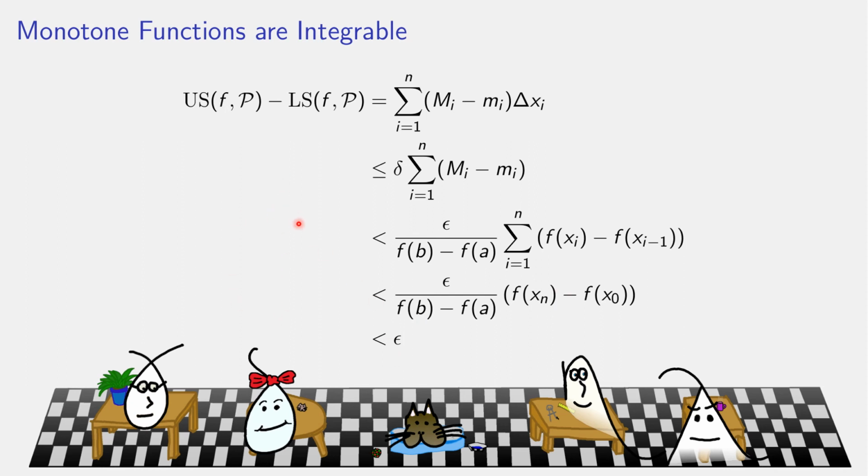So for any monotone increasing function, we were able to exploit that the sup and inf are right and left endpoints to get a telescoping sum here, and that simplified our lives greatly. And we've now shown that the closed partition criterion is satisfied. For an arbitrary epsilon, we found a partition whose upper and lower sums are less than epsilon apart. It's integrable.